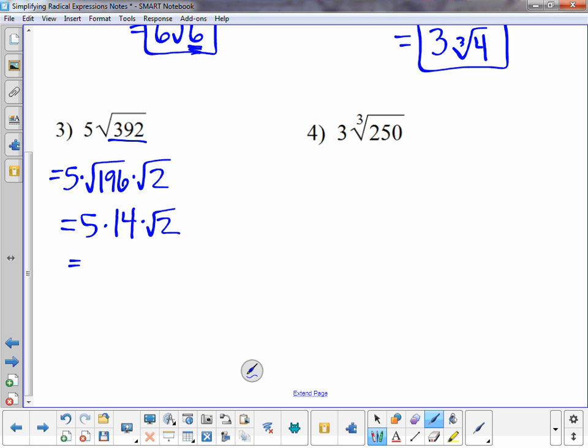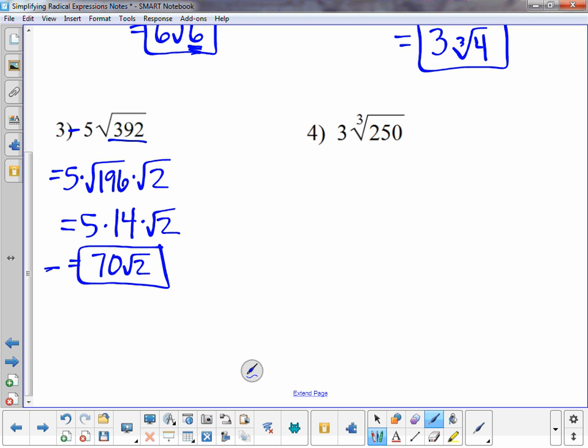And what is 5 times 14? I think it's 70, but double check me. Yes. Okay, so 70 times the square root of 2. So that is the simplified answer as a radical. Like I said, you can always plug the original problem into the calculator, plug in the answer, and see if they're the same decimal. Okay, let's do number 4 now.